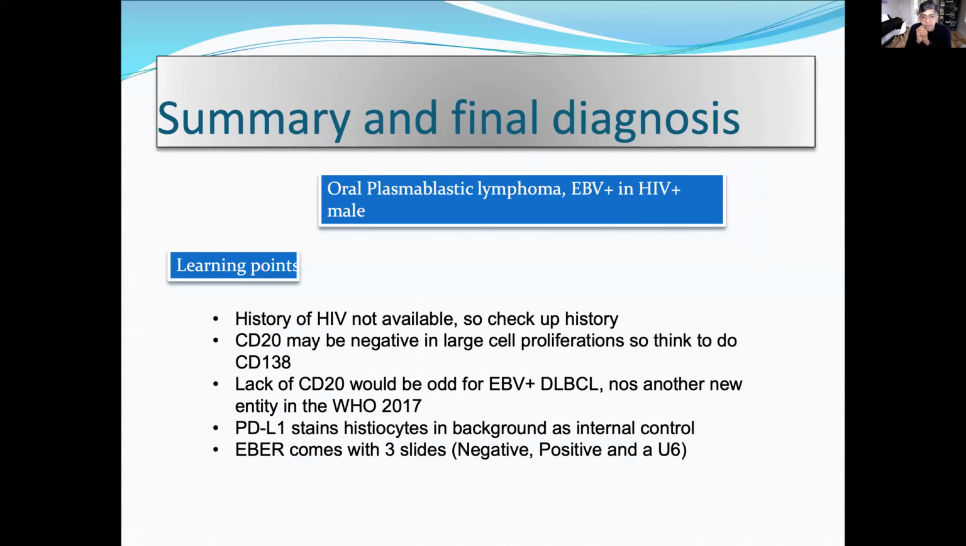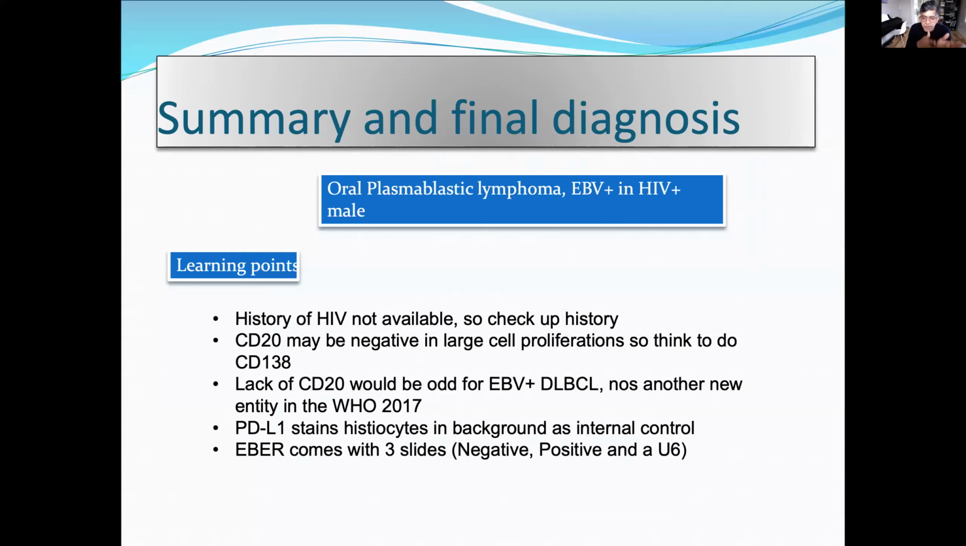CD20 may be negative in lots of proliferations, so think to do CD138. And the lack of CD20 would be odd for EBV positive DLBCL. Yeah, so you have to think of that too. So you shouldn't make a diagnosis of EBV large cell. And so PDL1 stains histiocytes. That's one thing we learned.